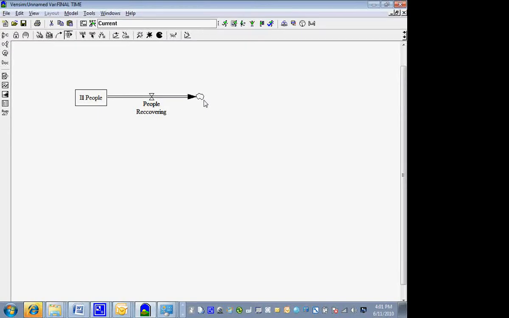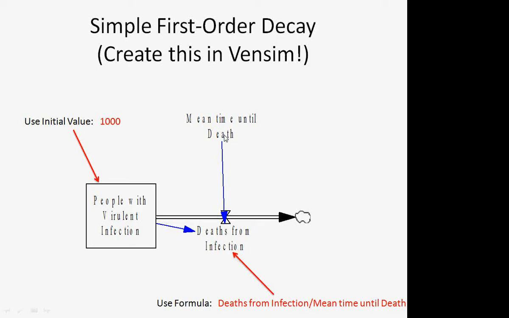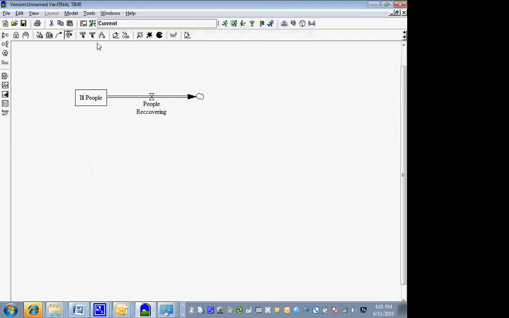Okay, so folks, we've just drawn that, and then I'm going to ask you to actually put in a mean time until recovery. We're trying to make this less morbid. So mean time until recovery. Okay? So how did I do that? I clicked over here, this variable here, and I clicked here, mean time until recovery. Yeah?